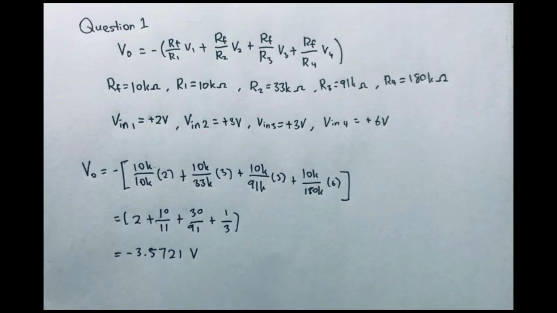For the calculation of question 1, this is the formula that we use to get the voltage. After we calculate, we get negative 3.572 volts. The result for the calculation and the simulation is quite the same, like the simulation I will give to you after this.